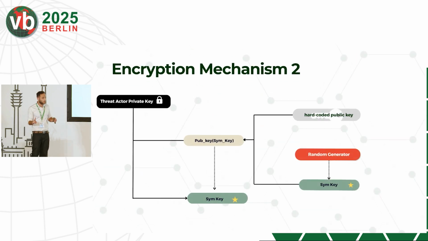Encryption mechanism 2 is more common, easier to understand. Again, a random value has to be generated. Then from this random generator, we derive a symmetric key. Okay? We use asymmetric encryption. Back in the previous mechanism, we used key agreement, shared secret agreement algorithms. Here we use asymmetric encryption, for example, RSA, to encrypt the symmetric key. Then we have this blob of encrypted symmetric key using the public key, the RSA public key.